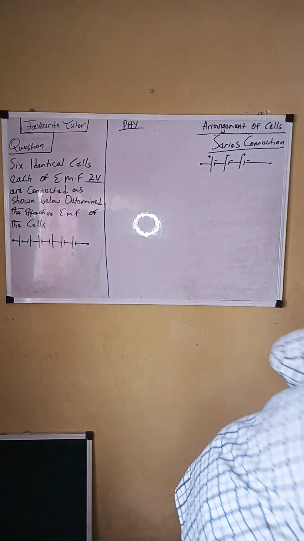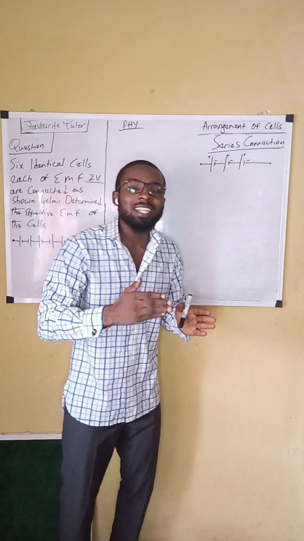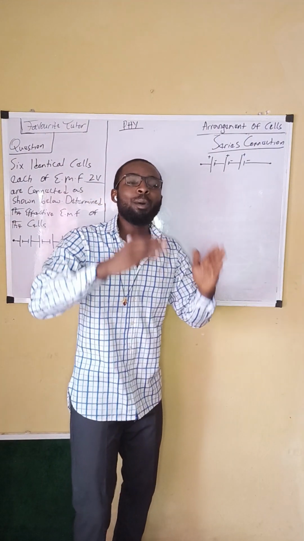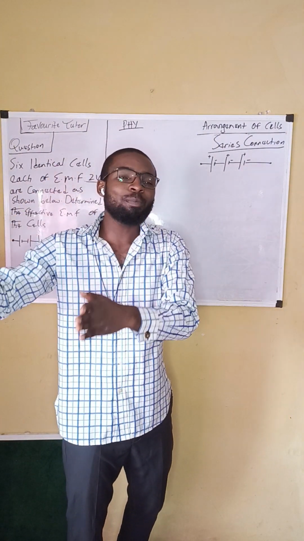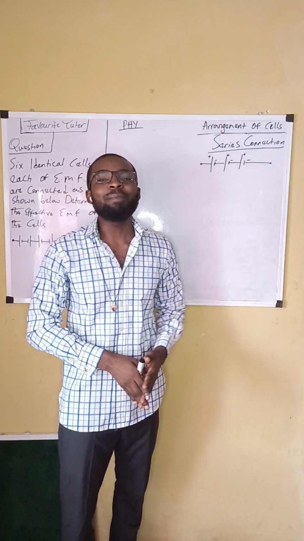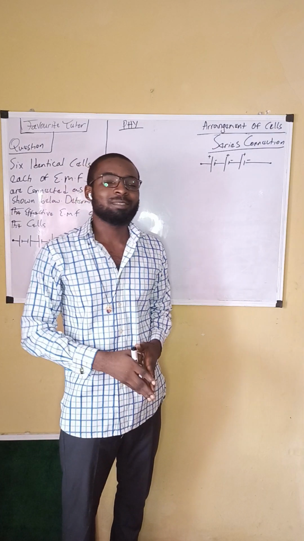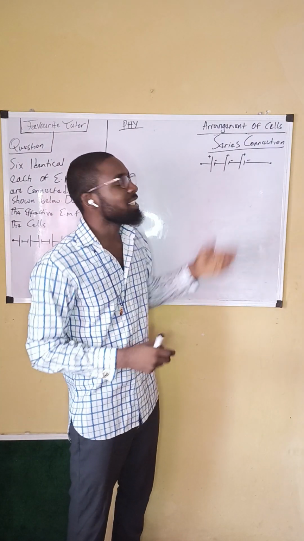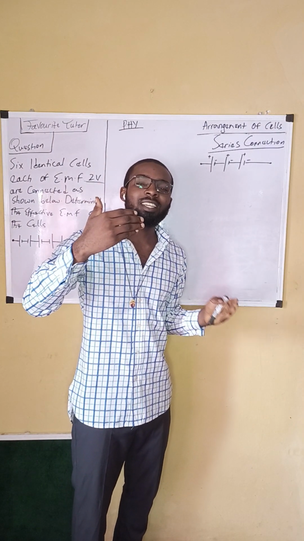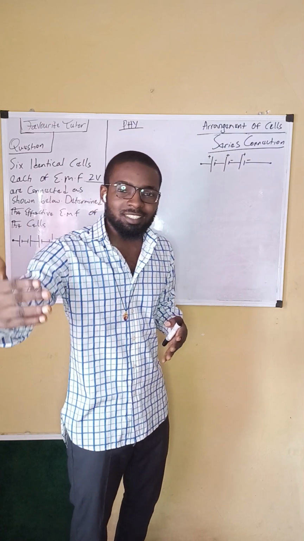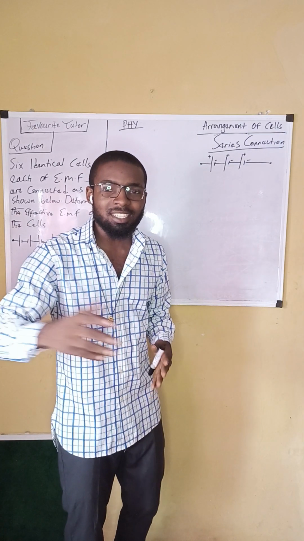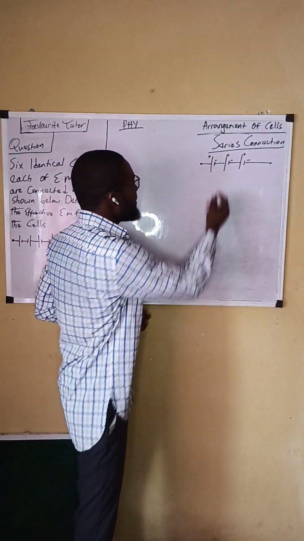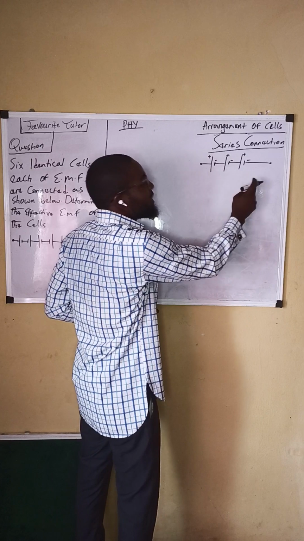So for series connection, the batteries must align to one another. The positive terminal must end up meeting the negative terminal of the next battery for series connection. And one thing about this series connection is that the electromotive force is increased, that is the voltage is increased, and the current also increases.